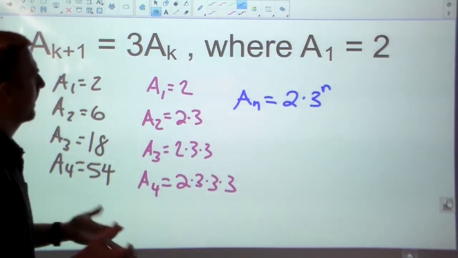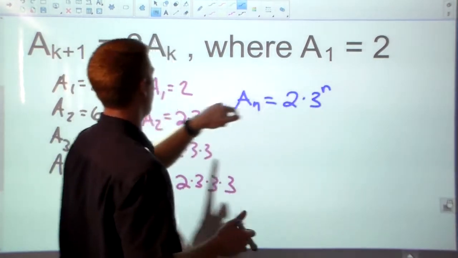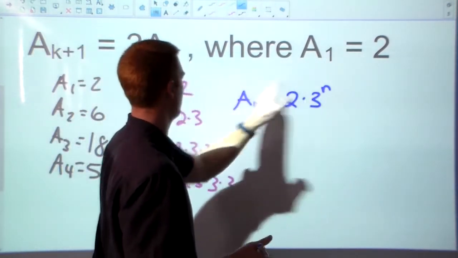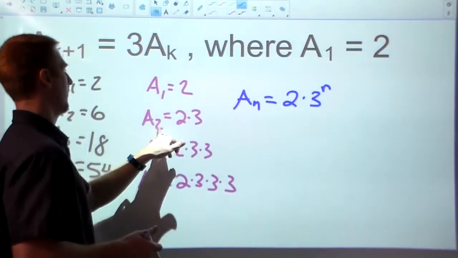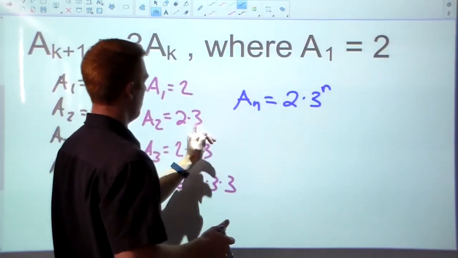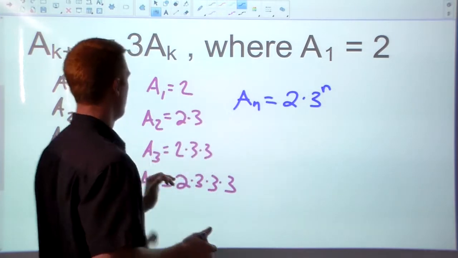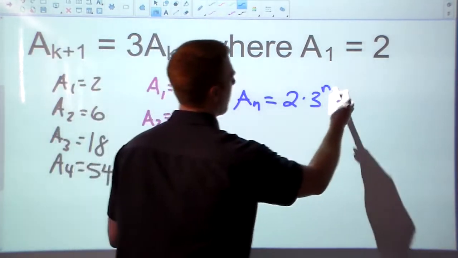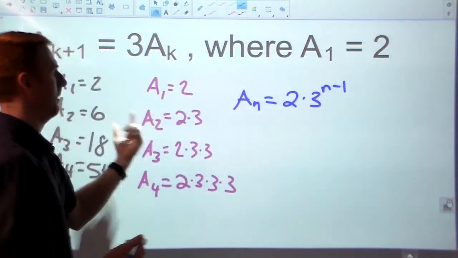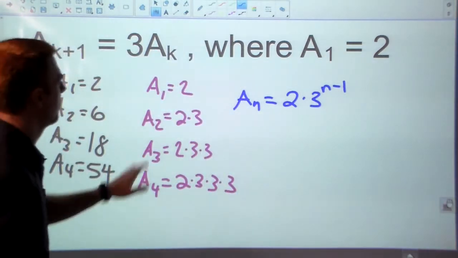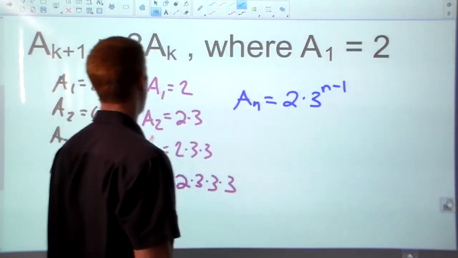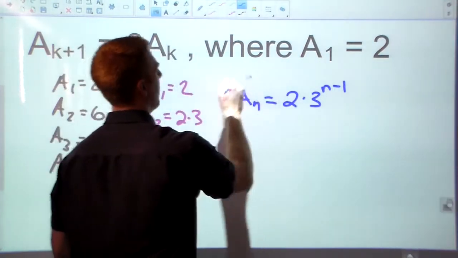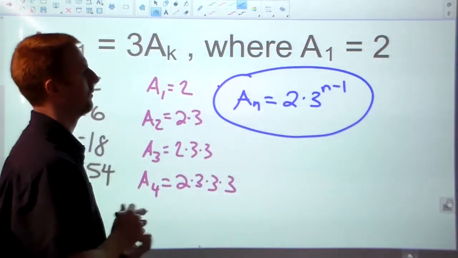The only difference is, check out how this exponent compares to the term you're on. If you're on the first term, this is to the 0 power, because it's just 2. This isn't there. When you plug in 2 here, well, you're only doing 3 to the first. 2 times 3 to the first. When you get to the third term, it's 2 times 3 squared. So that power is 1 less than whatever your term is. And that should do it. If we plug in 1 here, that's 3 to the 0, that checks out. Plug in 2 here, that's 3 to the first. 2 times 3 to the first is 6. So that seems to be working, and that's the beginnings of your formula.